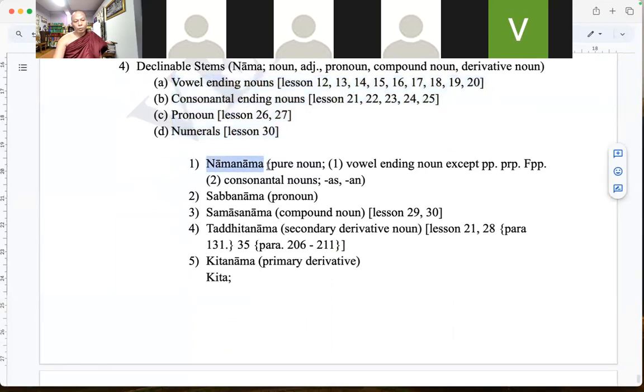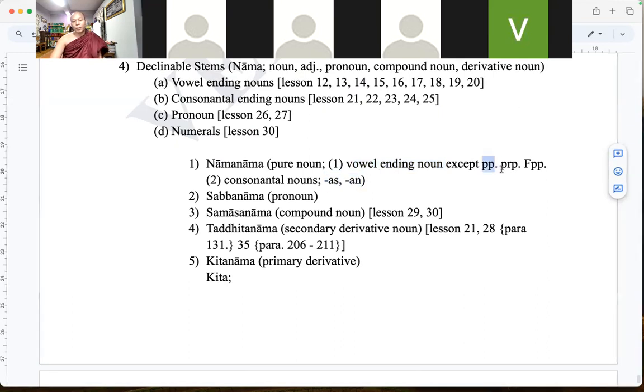So nama, the pure nouns, are vowel-ending, like the present participle and past participle, except the vowel-ending nouns, those ending in r, e, u. So masculine, neuter, and feminine, and also the other parts. So those original R's and the others, like Adan, Rajan, Brahman, Gaman, are pure nouns or nama.